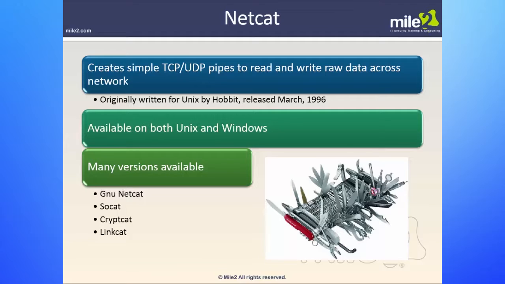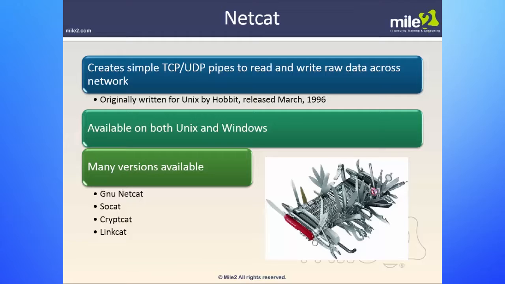All right, so Netcat creates simple TCP/UDP pipes to read and write raw data across networks. It was originally written for Unix by a hobbit. You thought the hobbit was the one that actually did the five armies and all that fun stuff, right? And found the ring, but no.